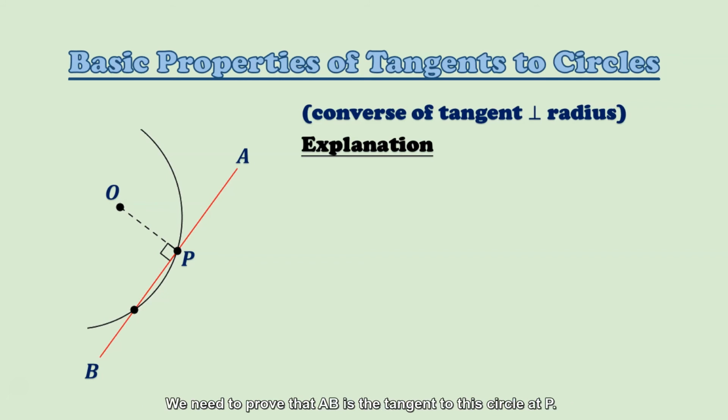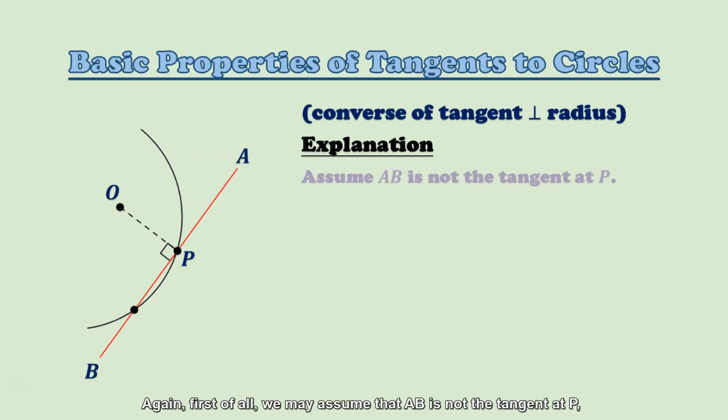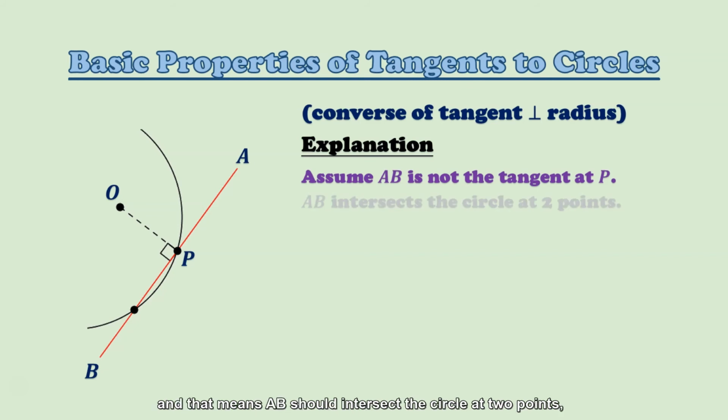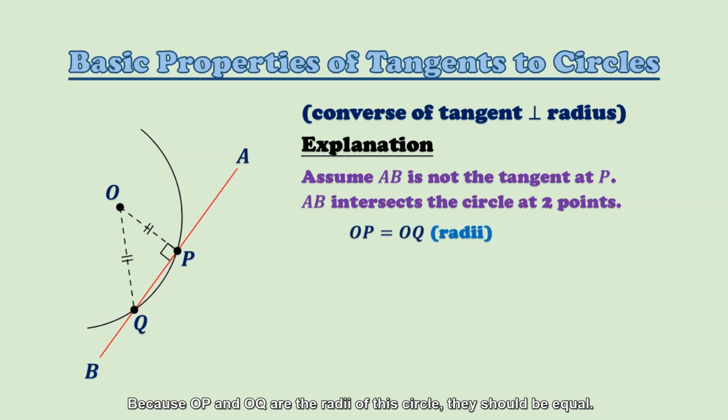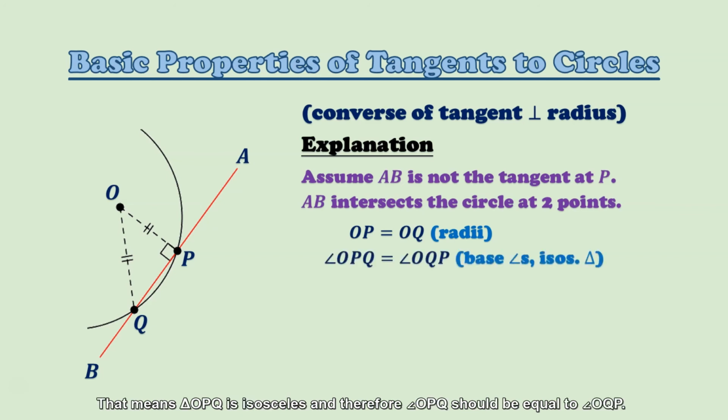We need to prove that AB is the tangent to this circle at P. Again, first of all, we may assume that AB is not the tangent at P, and that means AB should intersect the circle at 2 points, and we may call the other point Q. Because OP and OQ are the radii of this circle, they should be equal. That means triangle OPQ is isosceles and therefore angle OPQ should be equal to angle OQP. That means these two angles should be 90 degrees.